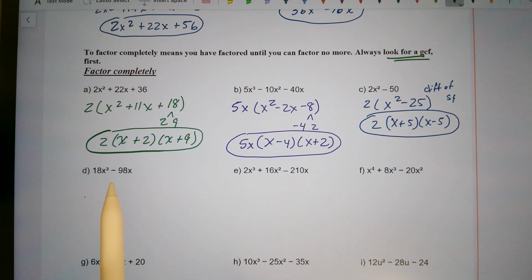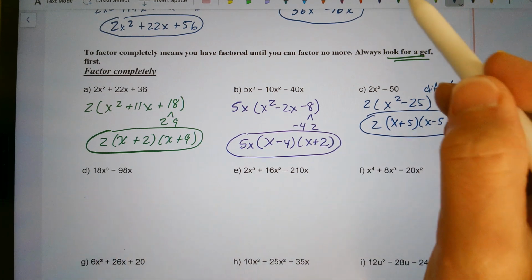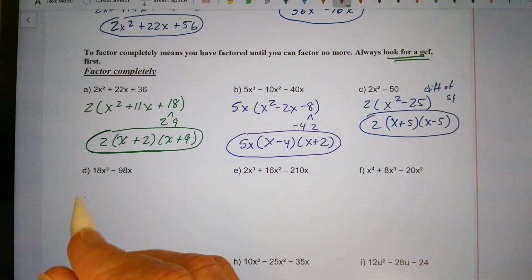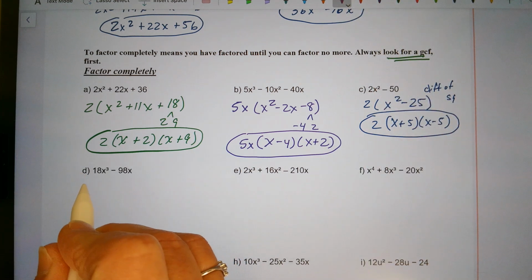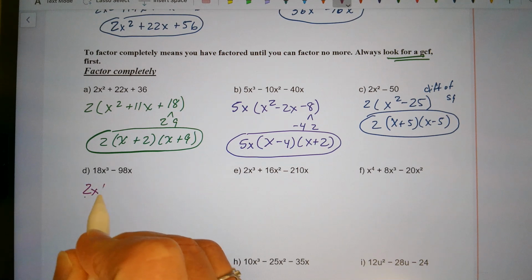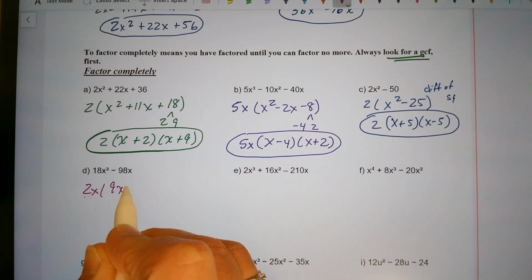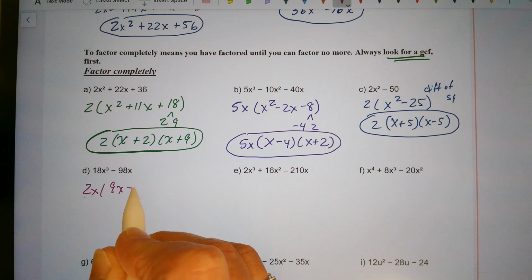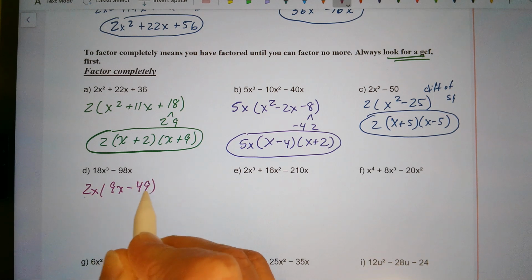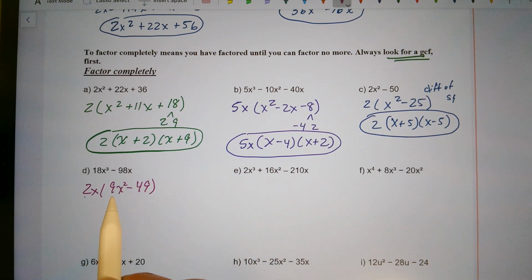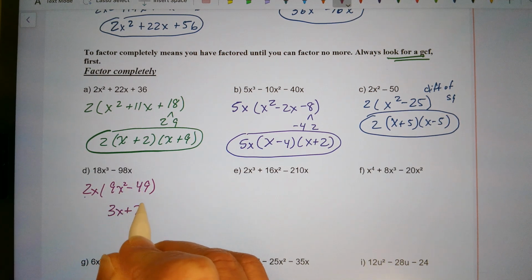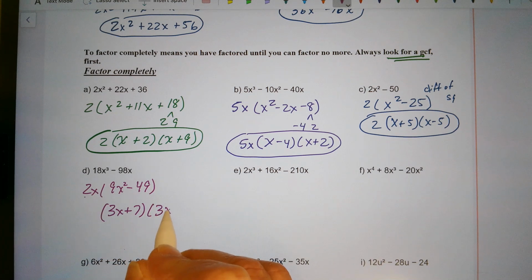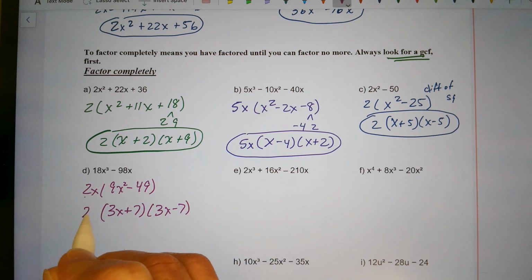D, what's common to those two terms is 2x, 9x squared minus 49. And the binomial here is the difference of perfect squares. It factors into 3x plus 7 and 3x minus 7. And bring down our GCF.